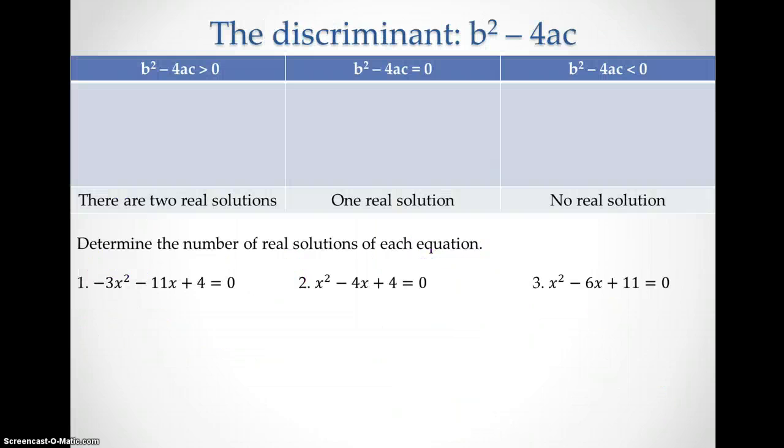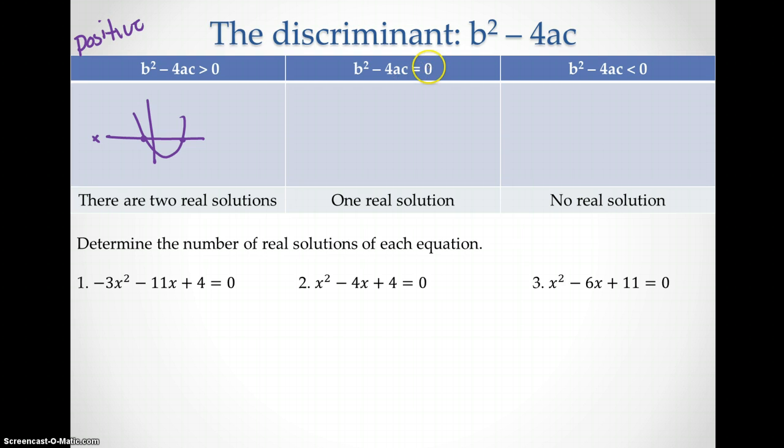Lastly, the discriminant. That's b squared minus 4ac. Discriminant discriminates. It tells you how many solutions that you will get. So when you plug into b squared minus 4ac, not the entire quadratic formula, just this little portion of it, if you get a number that's greater than 0, so a positive number, then you know that there are 2 real solutions. And on a graph, that means that your graph would hit 2 times on the x-axis.